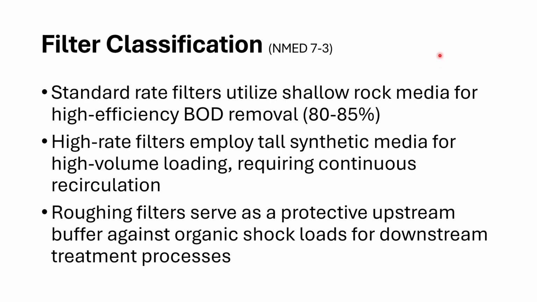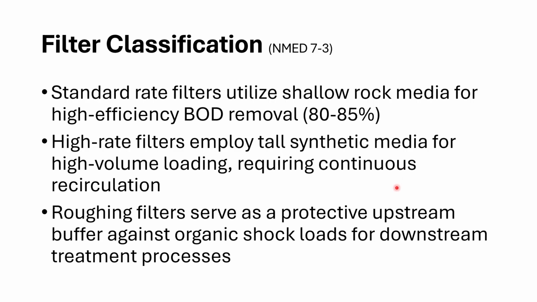So you do want to know how we classify the fixed media filters, the trickling filters. Okay, so we've got standard rate filters, and it's shallow rock media. And this is a good test question. What type of media would you use for a standard rate trickling filter? You're going to want to use rock. Okay, and that's going to give you a fairly high efficient BOD removal. You're going to get 80 to 85% of your organic waste, your BOD, out of a standard rate filter. But again, it's shallow, and you're going to use rock. You're not going to use the plastic or anything else for a standard rate.